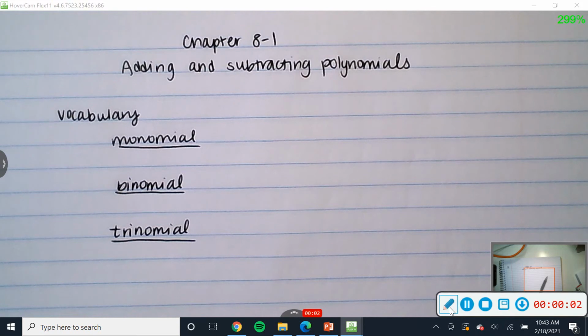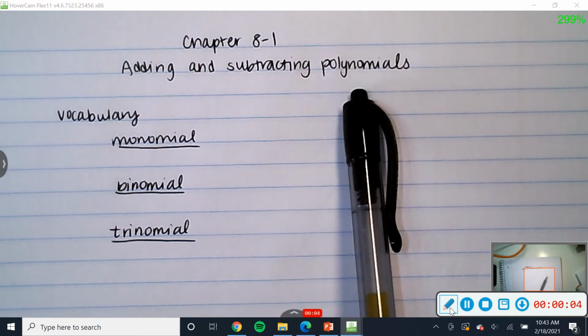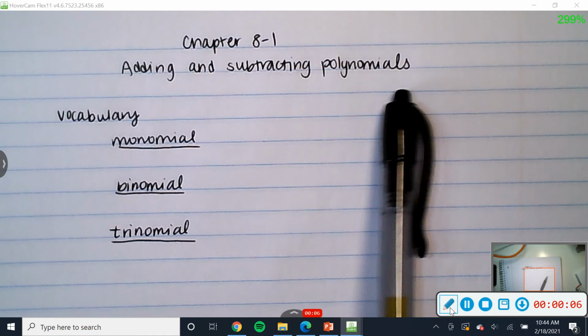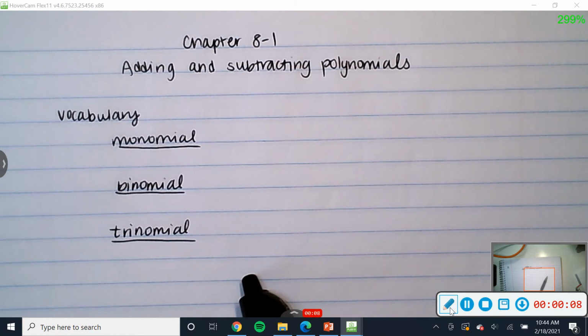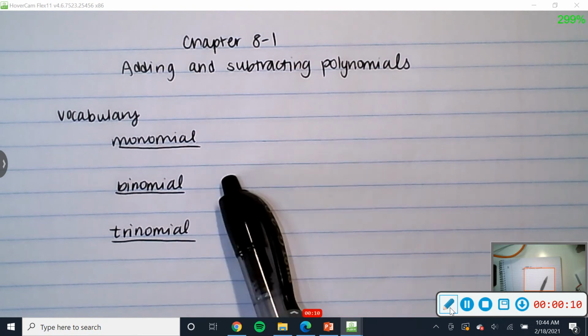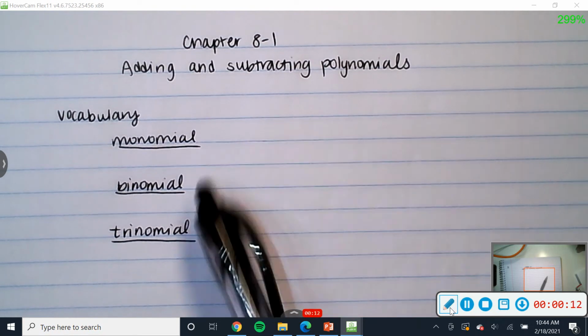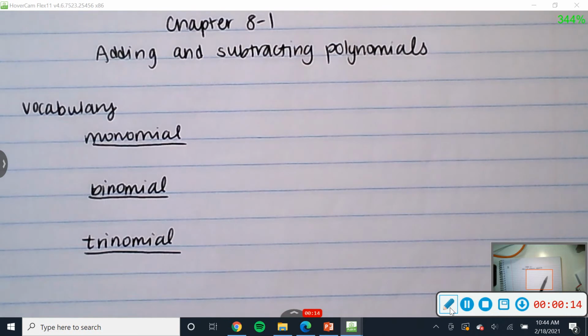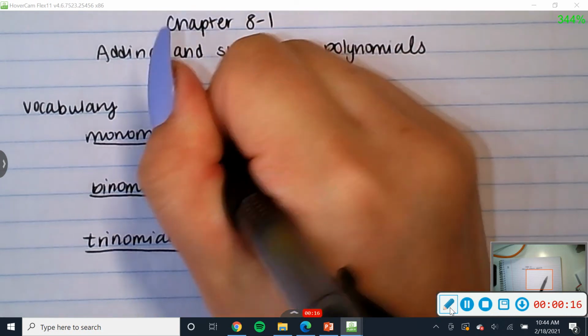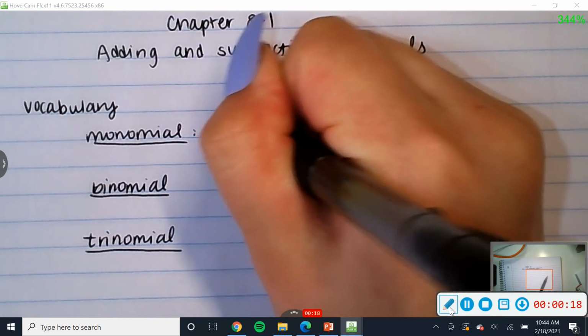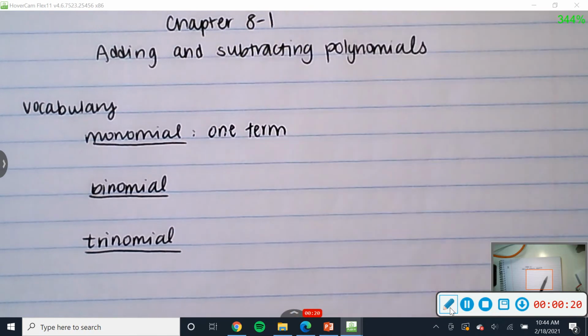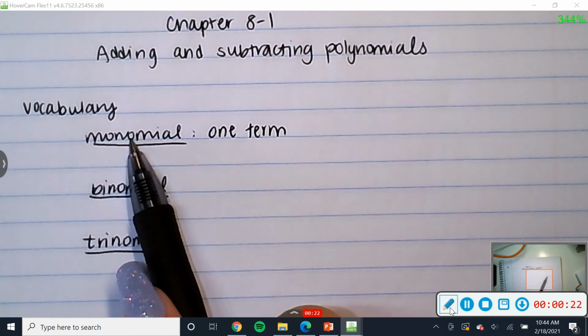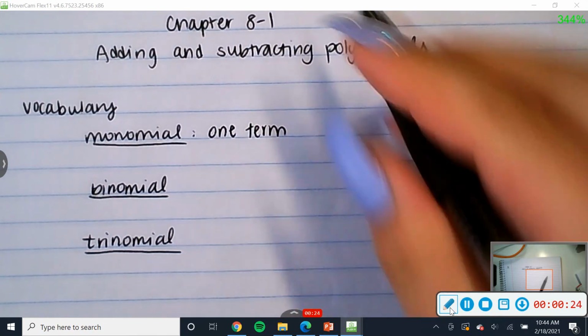So today we're going to be talking about how to add and subtract polynomials. Before we do that, we're going to go over a few vocab words to start with. So the first word that we have right here is monomial. So monomial means one term. You can tell by the prefix mono, which means one. So a monomial, we have one term.